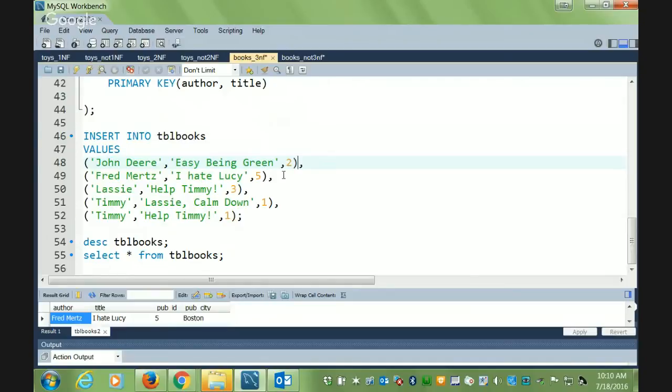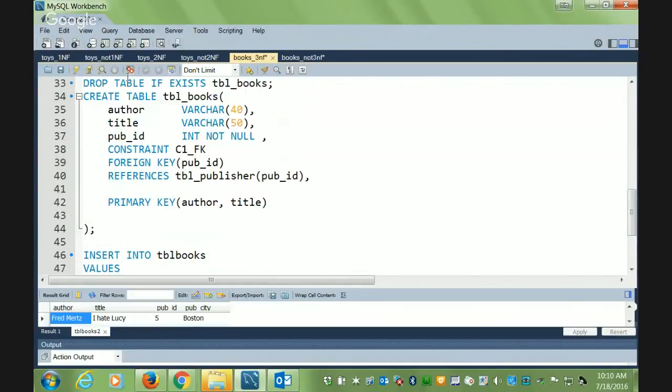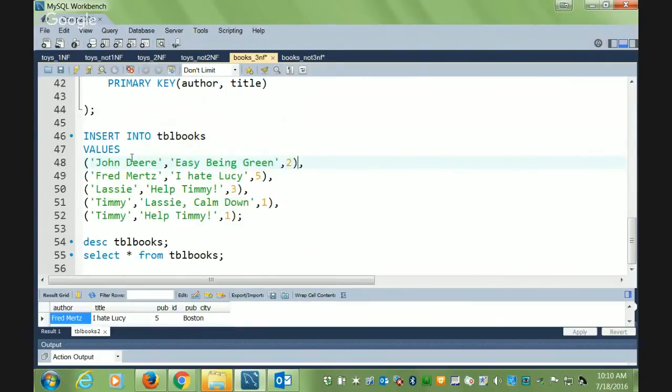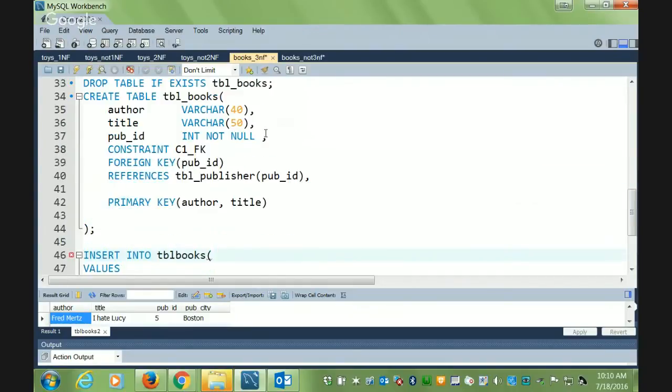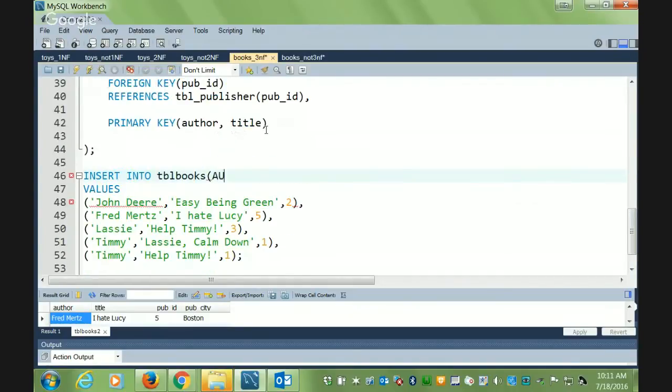Okay, so that's insert into table books, and how many fields do we have? 1, 2, and 3. Right? You don't have to, but if you want to, you can give your list here. So this was author, title, pub ID. You don't have to, but you can. So of course, you'll have to look at it, right? Author, title. What was the last one? Pub ID. You can give your list if you want.